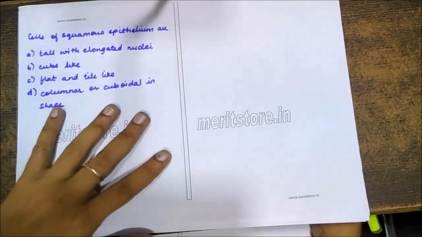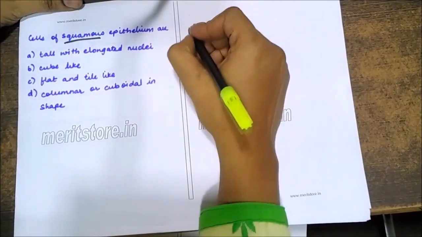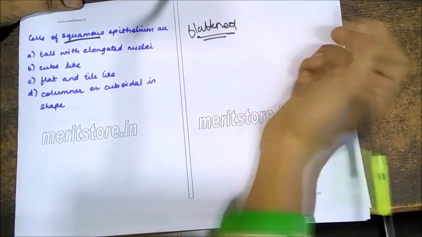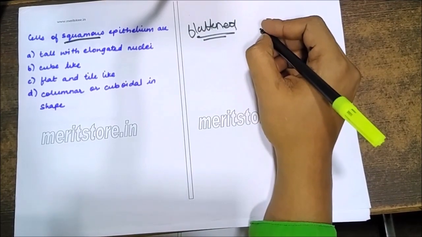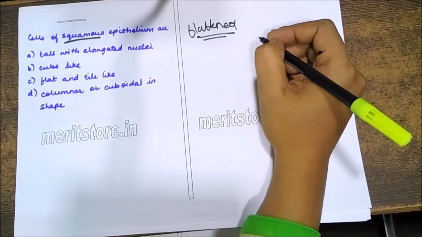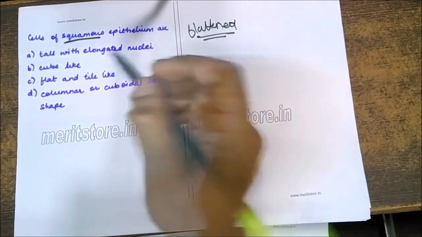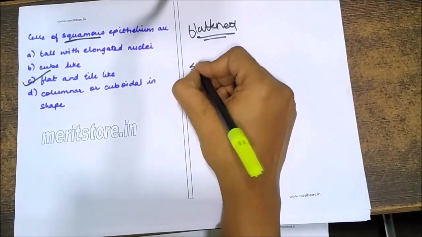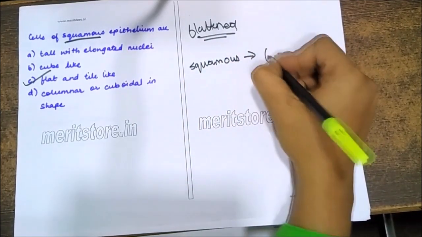Next question. Cells of squamous epithelium. See, squamous means flattened. The word itself means flattened. Now the options given are: tall with elongated nuclei. No, these are flattened cells. Option B says cube-like. No again. C, flat and tile-like. So this is the correct option because the word squamous itself means these are flattened.